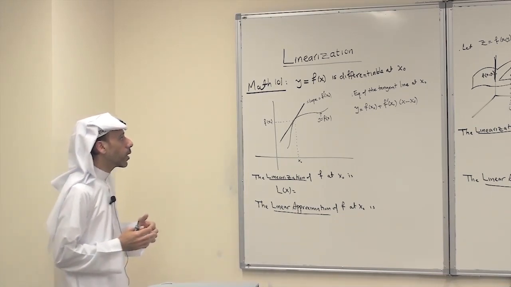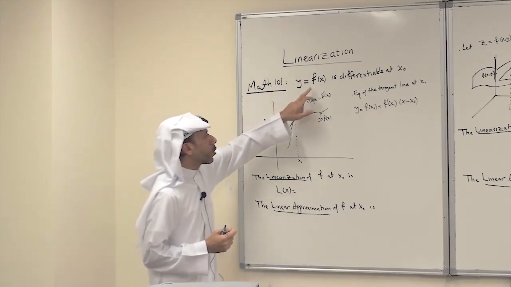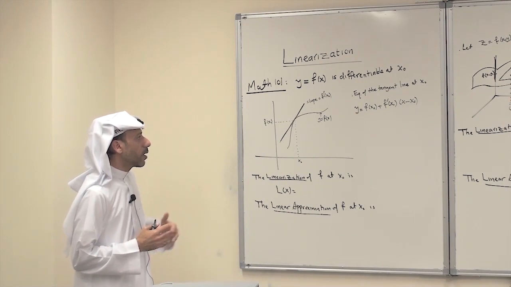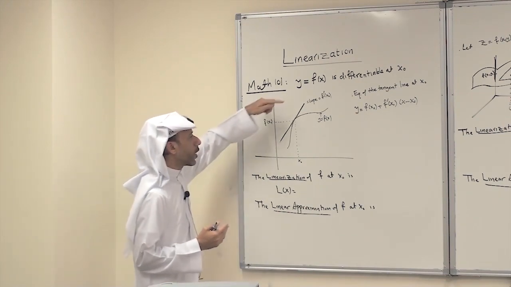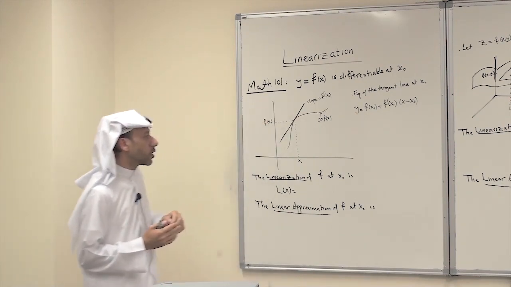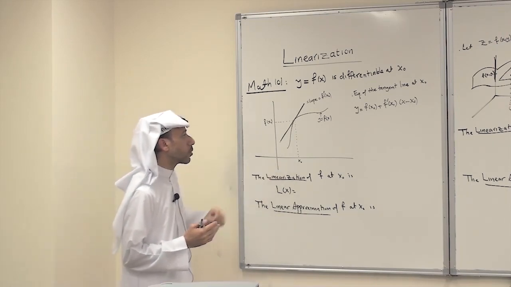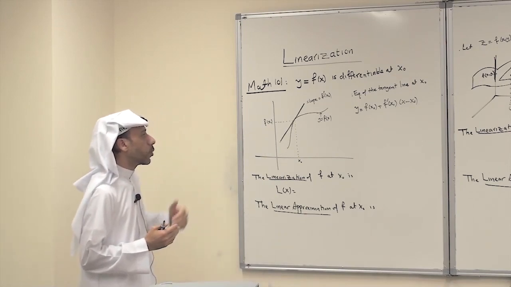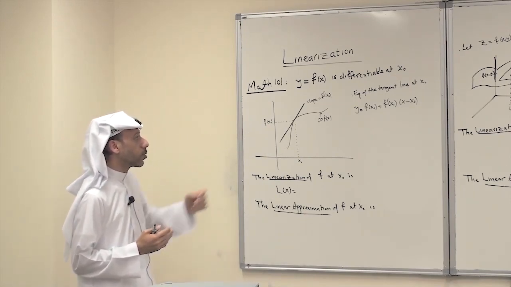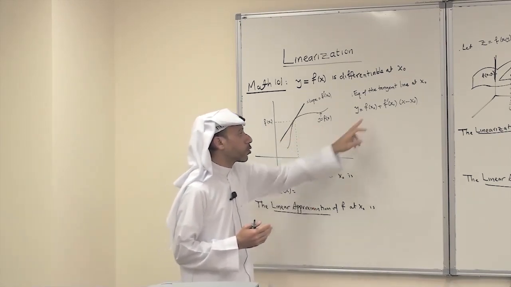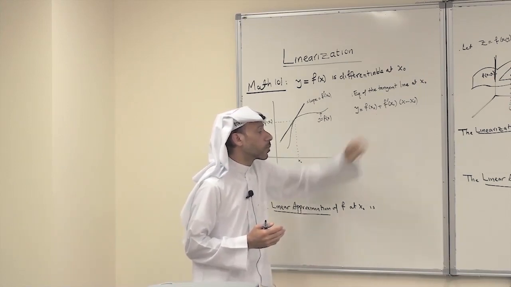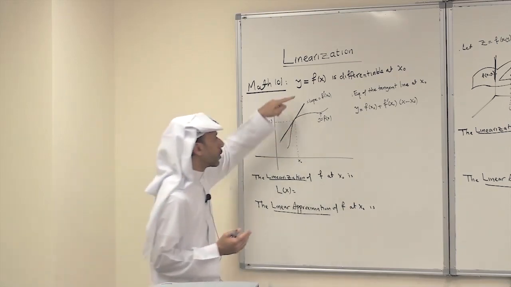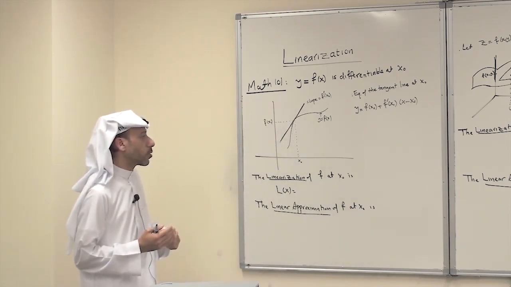In Math 101, we let y equals f of x be a differentiable function at x0. The question is to find the slope of the tangent line to the curve at the point x0. The slope is f prime x0, and then the equation of the tangent line at x0 is y equals f of x0 plus f prime x0 times x minus x0.